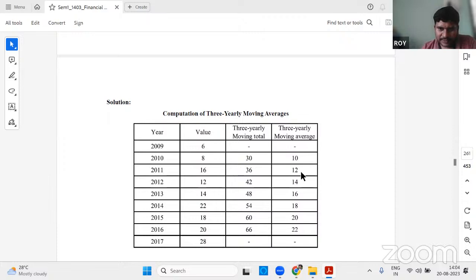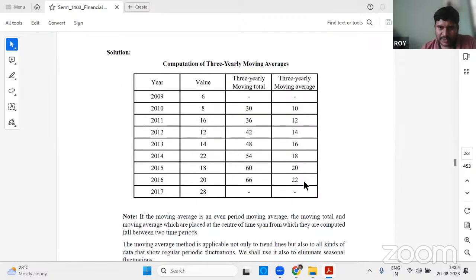Okay, average again. Then you take the average of the 3-year totals: 10, 12, 14, 16, 18, 20, and 22, by 3, by 3, by 3, by 3, by 3, by 3. This is the moving averages.